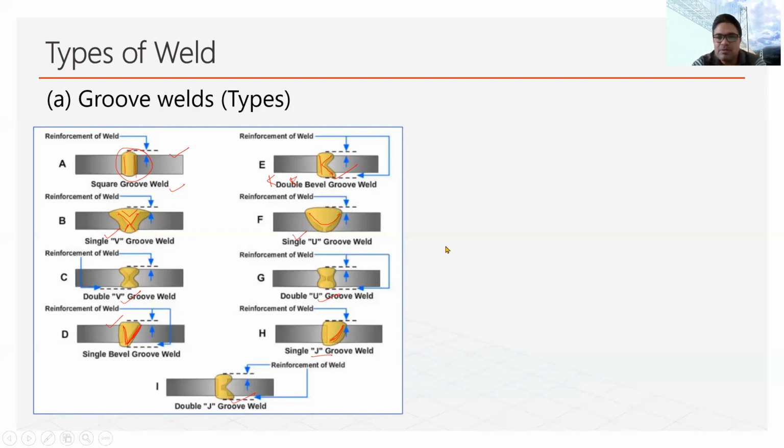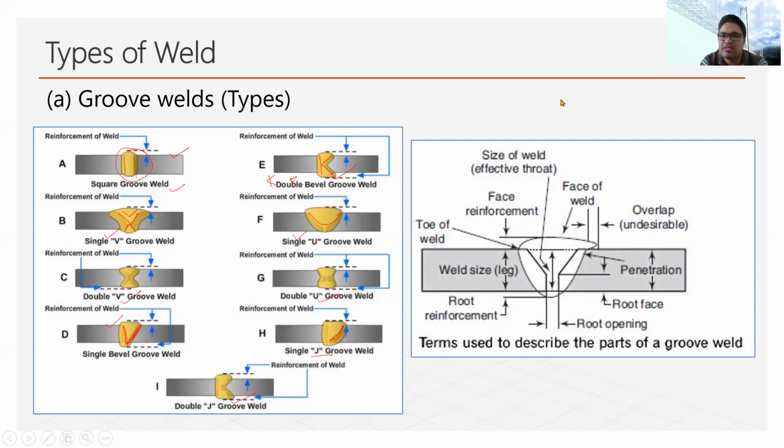Now we will see some terms that are associated with the groove weld. Now we can see in more detail. These are the two plates which are being joined using the groove weld, and these are the edges of the plate. Now this is called the toe of weld. This part is called the toe of weld, and this is called the size of weld.